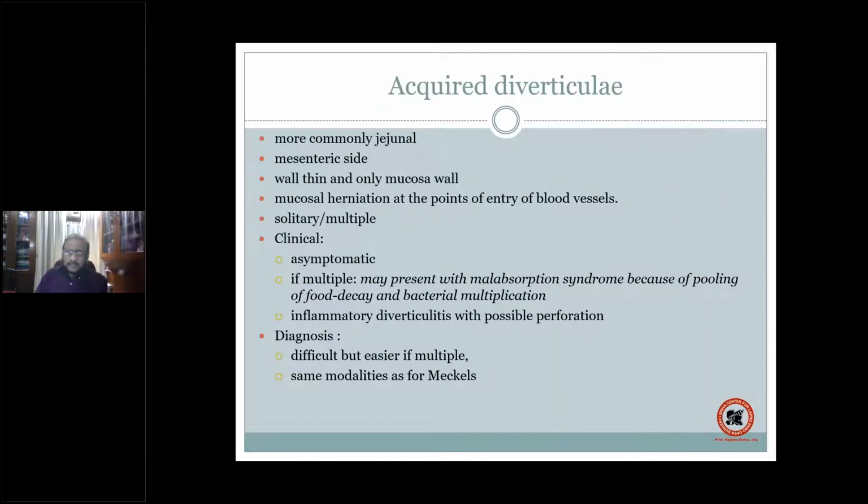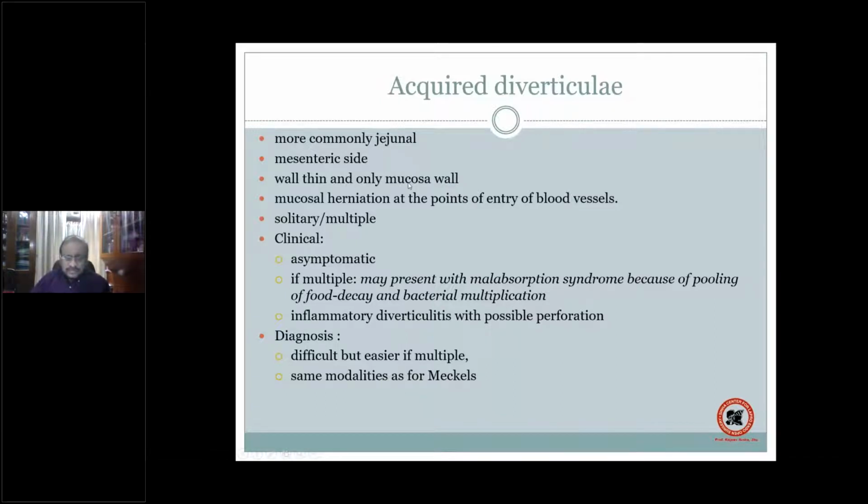Coming to the second group of diverticula, and that is acquired diverticula. These acquired diverticula are more commonly jejunal, on the mesenteric side, as opposed to the Meckel's diverticulum, which is antimesenteric. Remember, the wall is thin and only mucosa, and that is why this is not a true diverticulum. It's only the mucosal wall, so it is a false diverticulum, and more commonly in the jejunum.